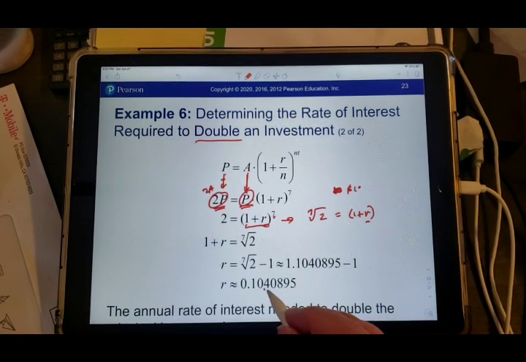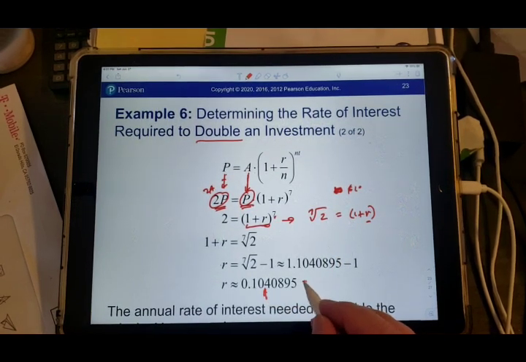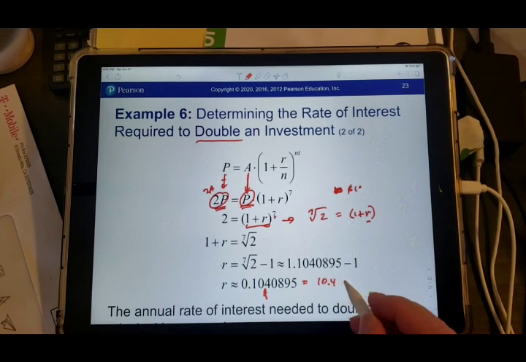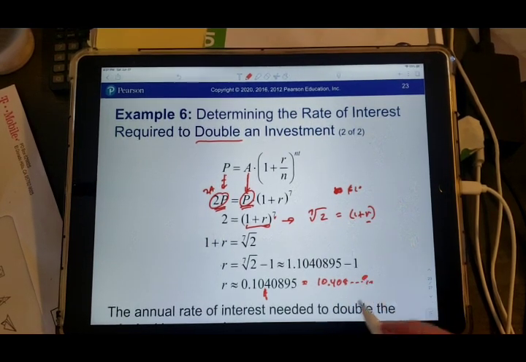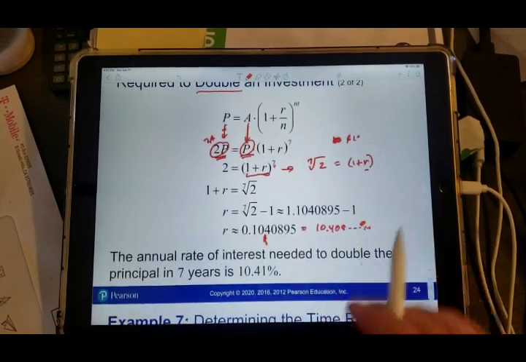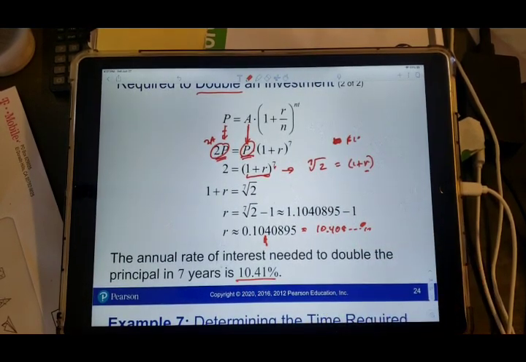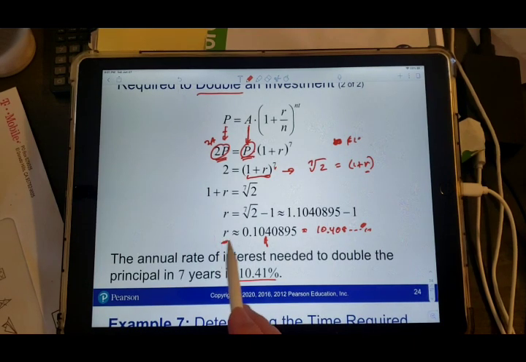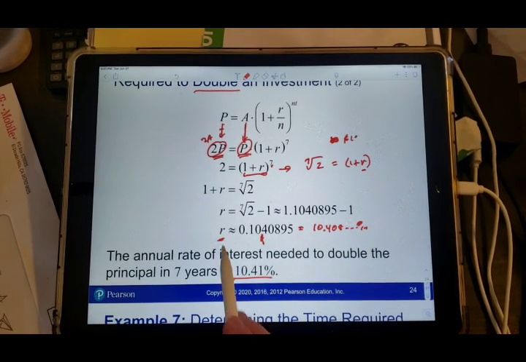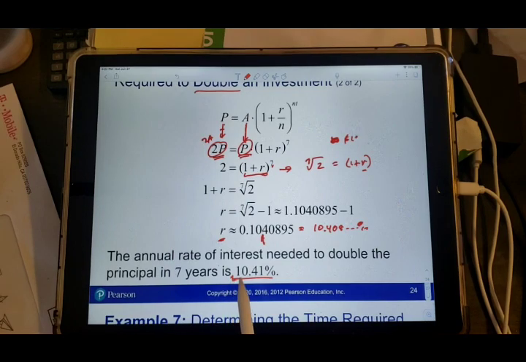Now, what's the rate, right? As a percentage, it would be 10.408%, or 10.41% if you round it off. So remember, R in all of our calculations is a decimal. Usually when we verbally talk about it, it's a percentage.